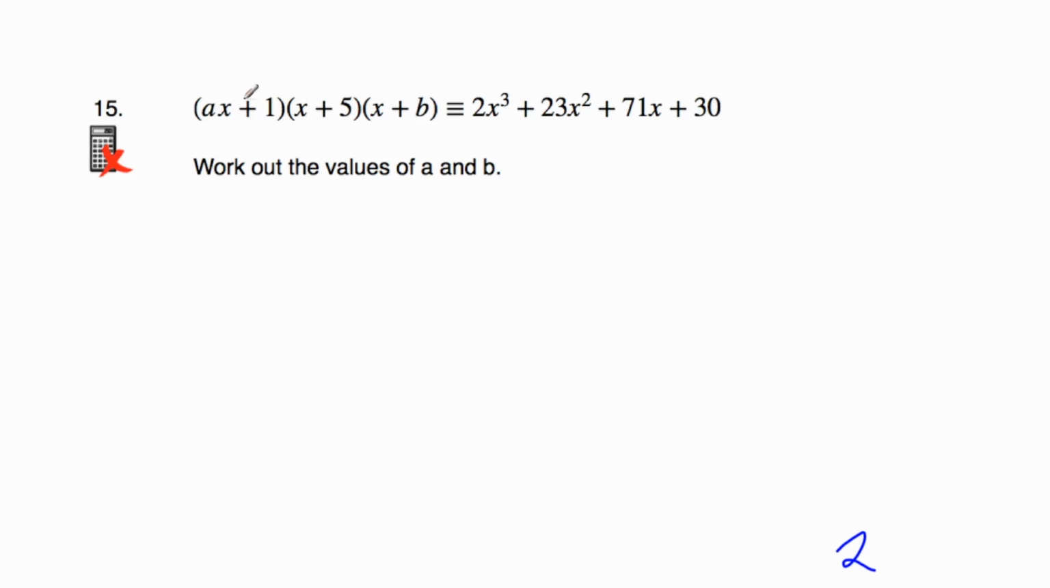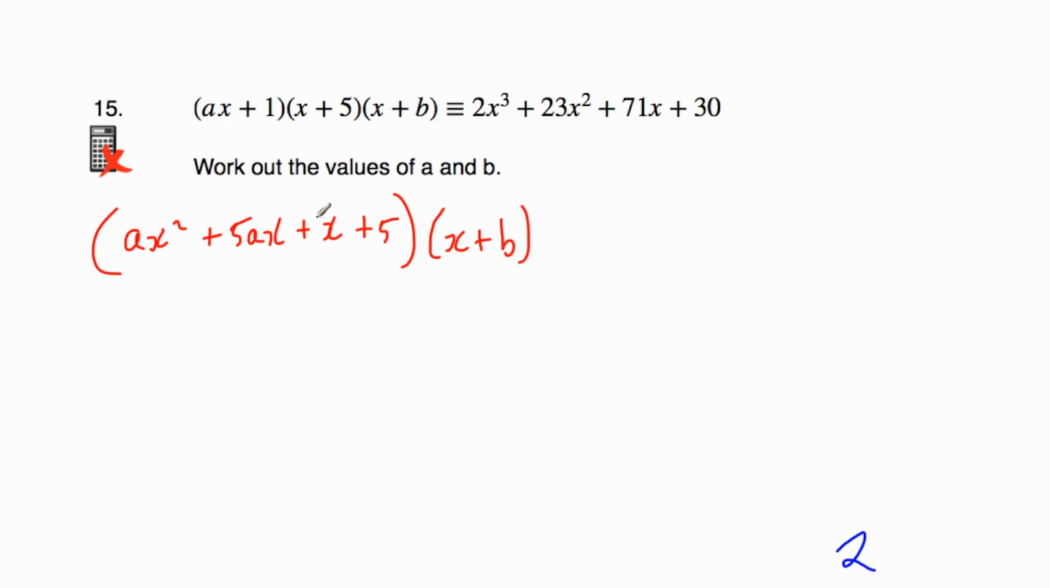So we expand our first pair of brackets. ax times x is ax squared. ax times 5 would be plus 5ax. 1 times x is plus x, and 1 times 5 is 5. So that's what we get when we expand our first pair of brackets, and then we've still got the x plus b.